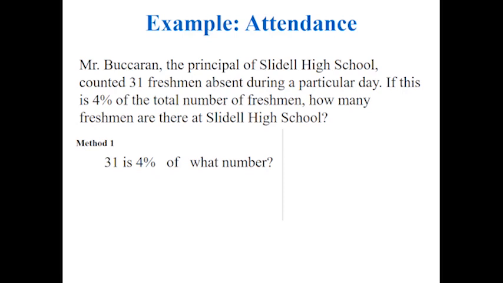You want to solve this on your own, go ahead. Pause and come back. I'm going to keep going now. Translate into an algebraic sentence, aka an equation. 31 equals 4% times n.